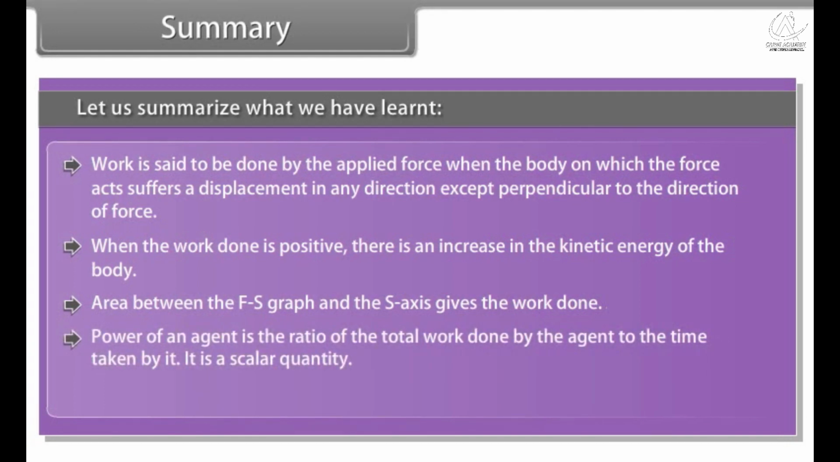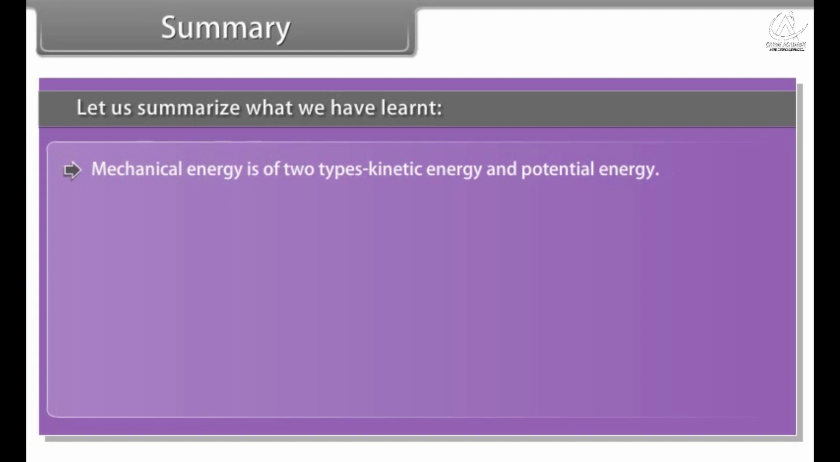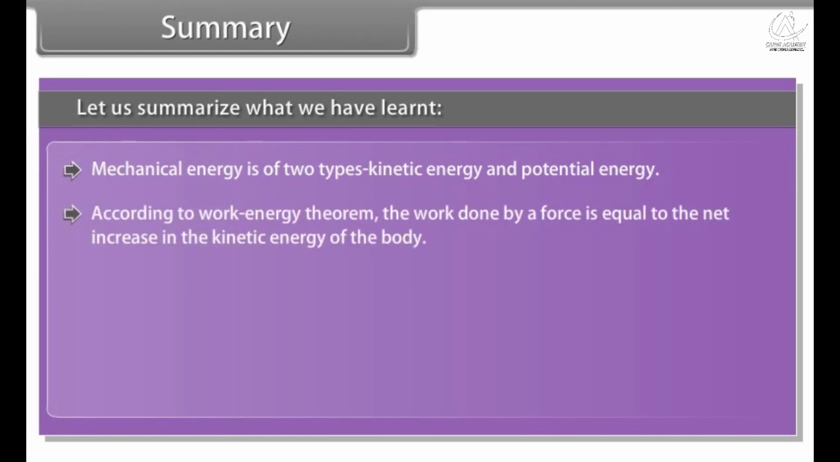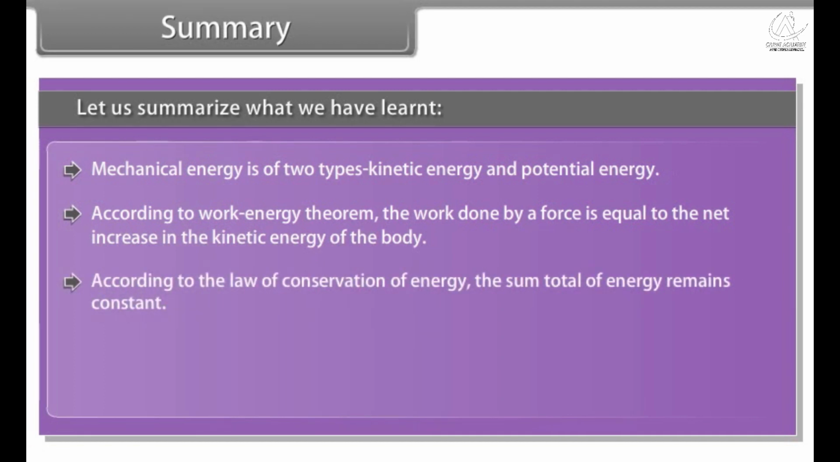Power of an agent is the ratio of the total work done by the agent to the time taken by it. It is a scalar quantity. Energy of a body is the capacity or ability of a body to do work. Mechanical energy is of two types, kinetic energy and potential energy. According to the work-energy theorem, the work done by a force is equal to the net increase in the kinetic energy of the body. According to the law of conservation of energy, the sum total of energy remains constant.